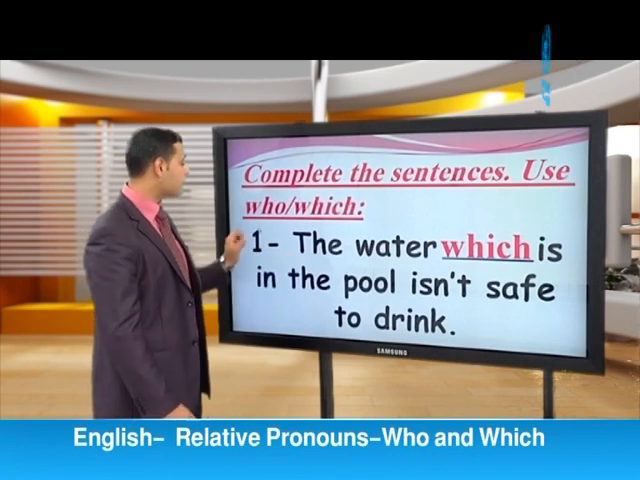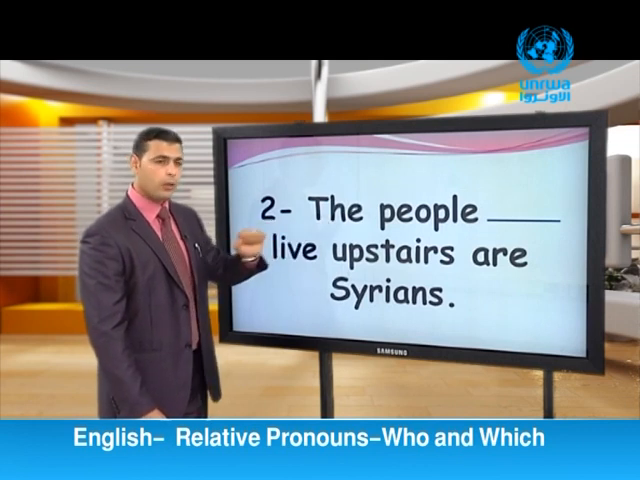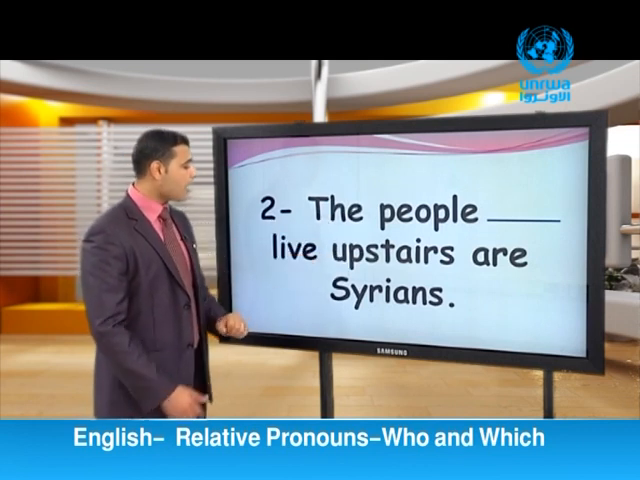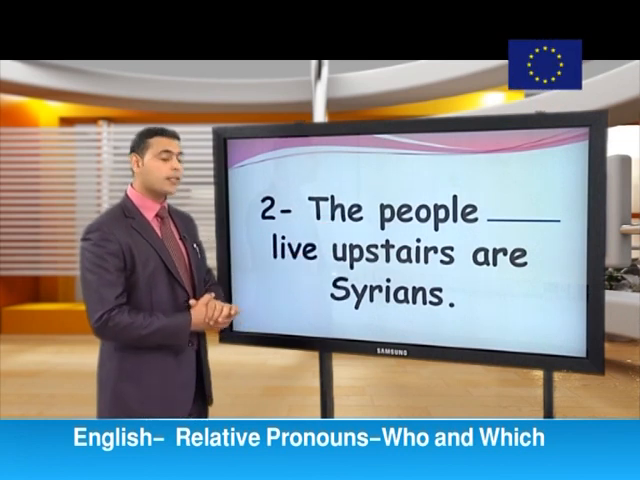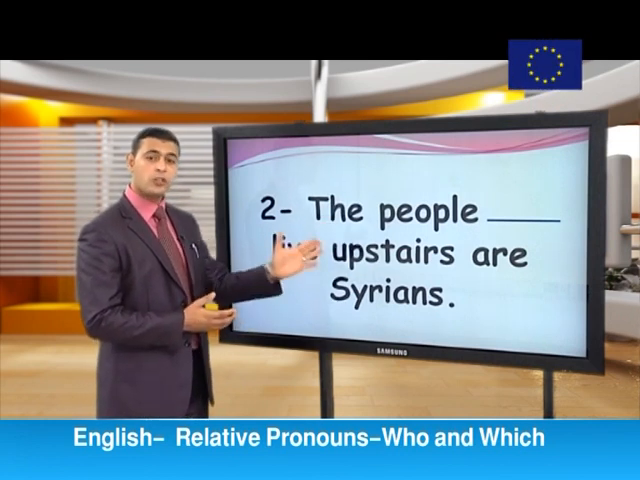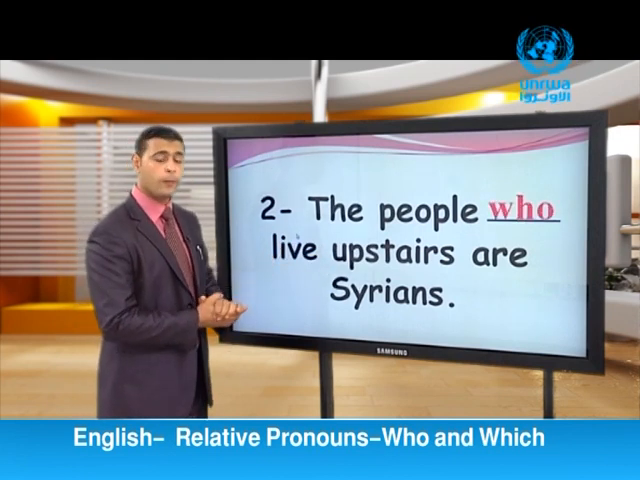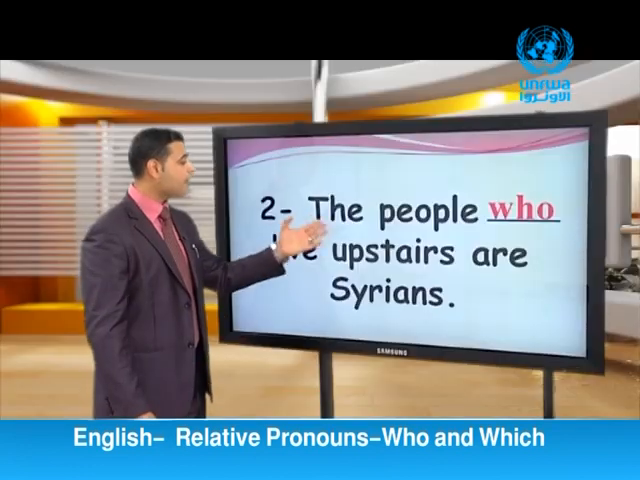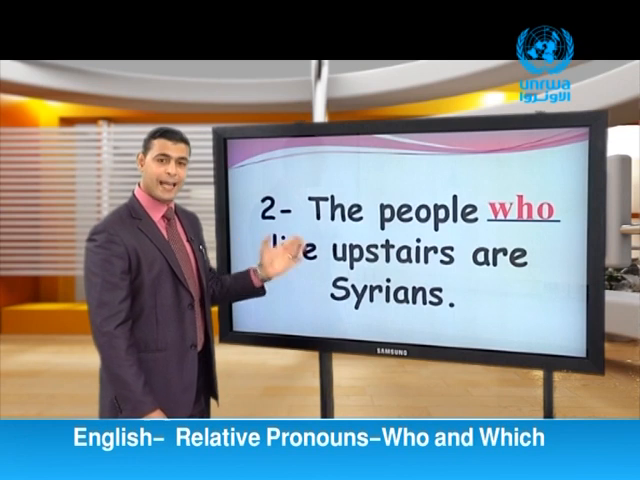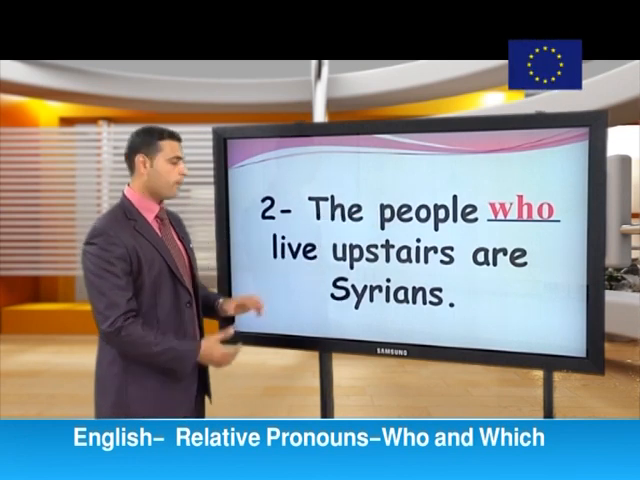Let's move to sentence number 2. The people live upstairs are Syrians. Should we use who or which here? Excellent, thank you very much. We need to use who. Why? The people. We talk about the people. So that the people who. الناس الذين من العاقل, لذلك استخدمنا ضمير الصلة who.